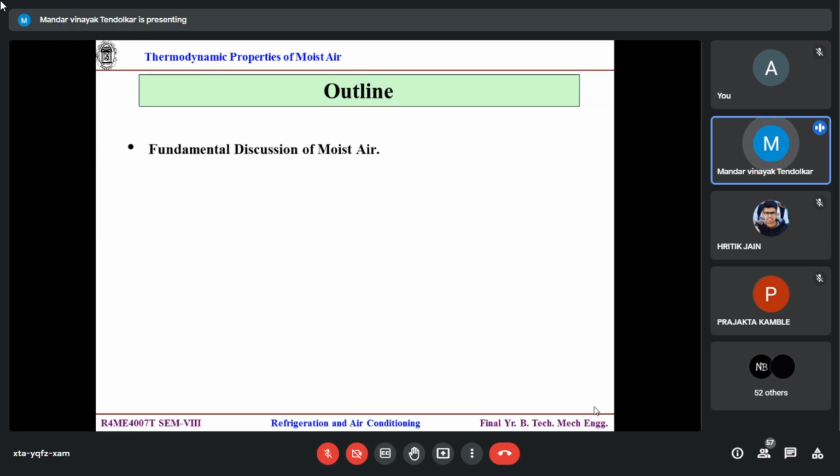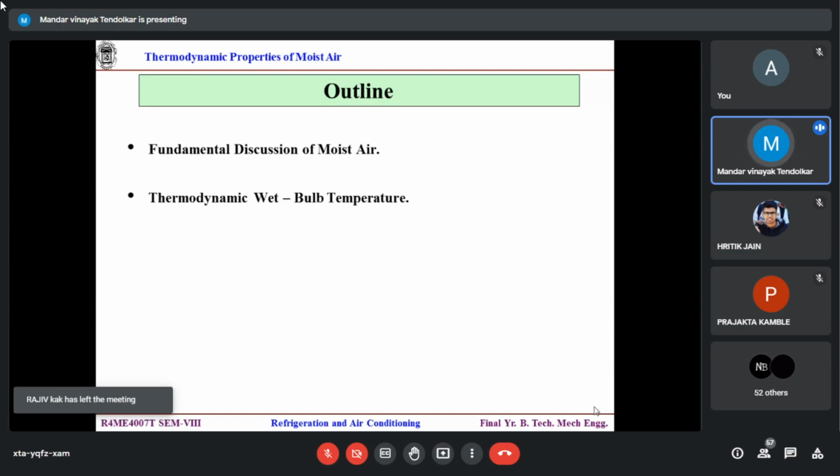So the outline would consist of the fundamental discussion of moisture. What is moisture? How will you define it? Then I will introduce the most important temperature definition, that is the thermodynamic WBT, wet bulb temperature. We are going to do that experiment also in your lab. Then very similar to the steam table, there is a moisture table also.